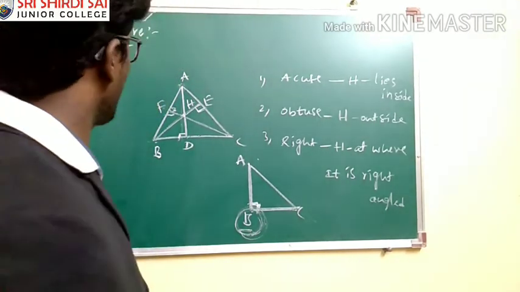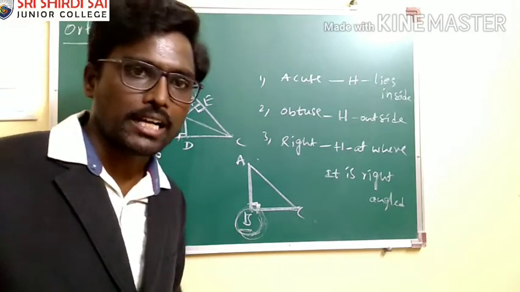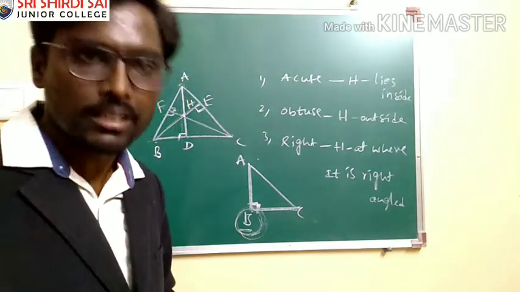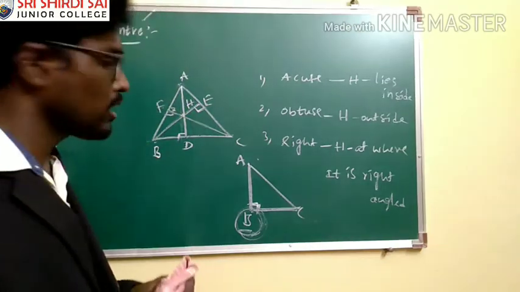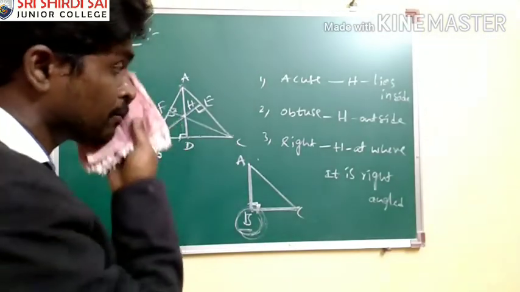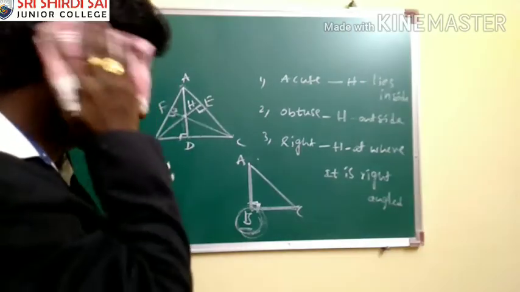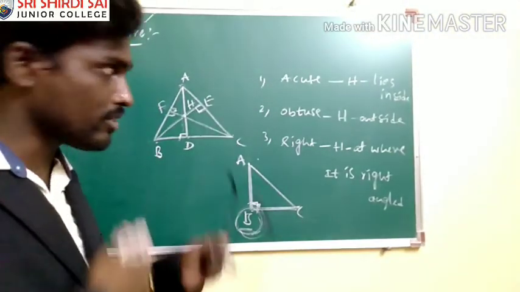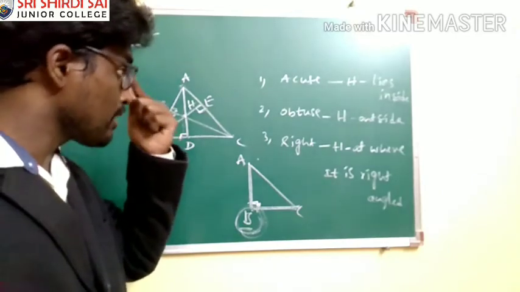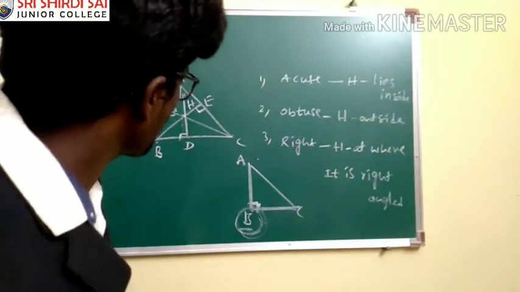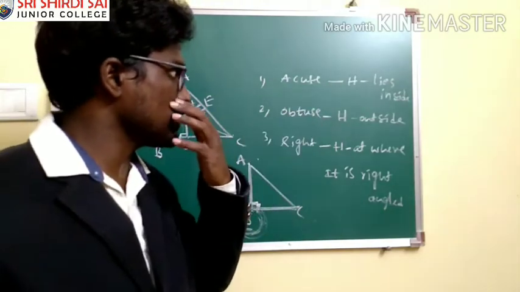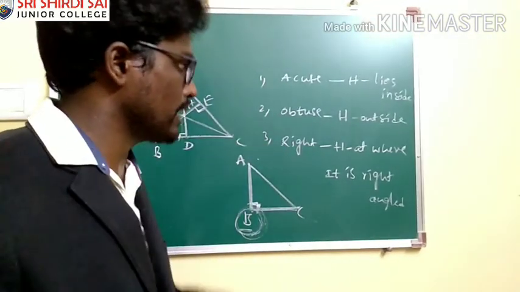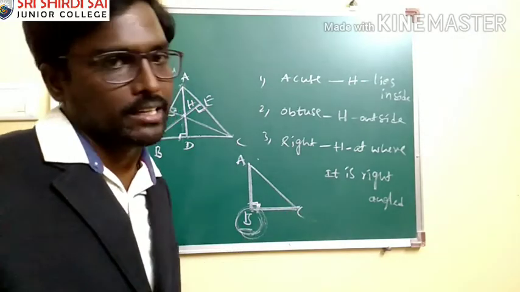I repeat, what is the orthocenter? The orthocenter of the triangle is nothing but the point of intersection of the altitudes taken from vertex A, vertex B and vertex C, because all three are concurrent and the point of concurrence is said to be the orthocenter. And for the location of the orthocenter, in acute it lies inside, in obtuse it lies outside, and in the case of right, it is where the right angle is.